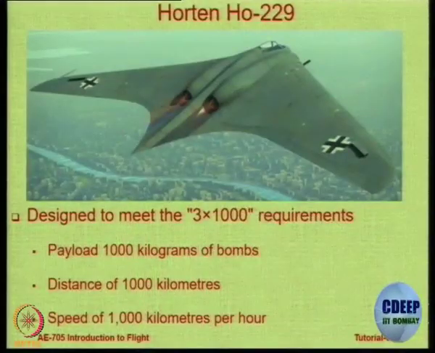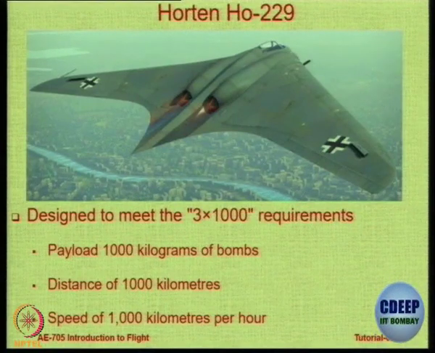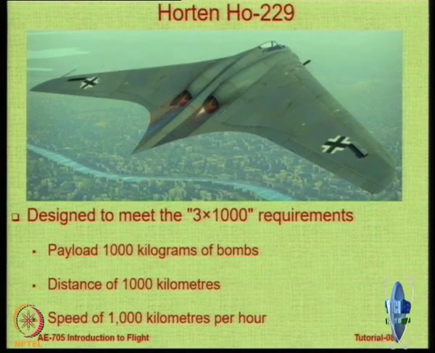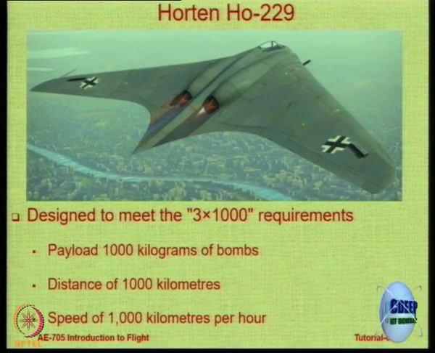One of them I have already shown you. This is the most famous of their flying wings, Horten 229. And this aircraft was designed to meet the requirements of 1000 by 1000 by 1000, which were proposed by the German Luftwaffe almost at the end of Second World War. So the requirement was to carry 1000 kilograms over 1000 kilometers at 1000 kilometers per hour. And this was designed keeping in mind these particular requirements.